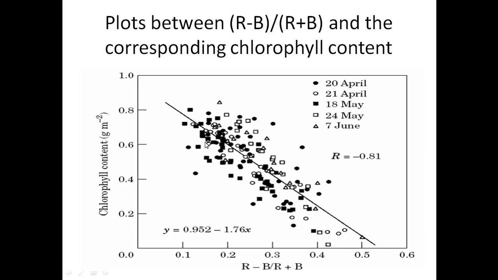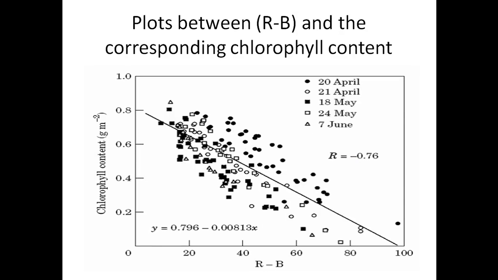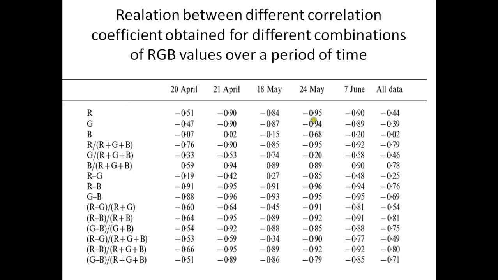We're using R minus B on R plus B, and the resultant equation of the line which we obtain is y equal to 0.952 minus 1.76x, and the correlation coefficient obtained is minus 0.81. Now this is a very good correlation coefficient, it's very close to 1. We didn't see this in the previous case, and from this particular slide we see that for R minus B on R plus B, this is the highest correlation coefficient, that is the closest to 1, which has been obtained when we average out for all the 5 days.